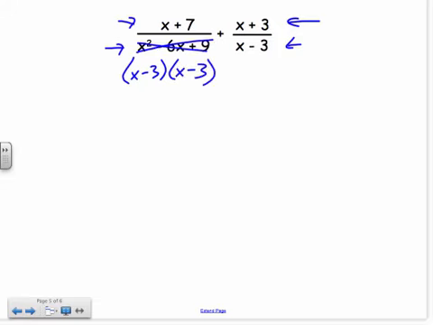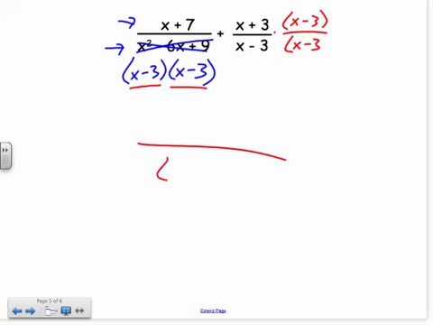I'm going to replace that, right? Well, if I look at it, all I need to do to this right guy is multiply by another x minus 3. Because here's my common denominator. x minus 3 times x minus 3. So this guy just needs another x minus 3 over here. So my common denominator is x minus 3 times x minus 3.